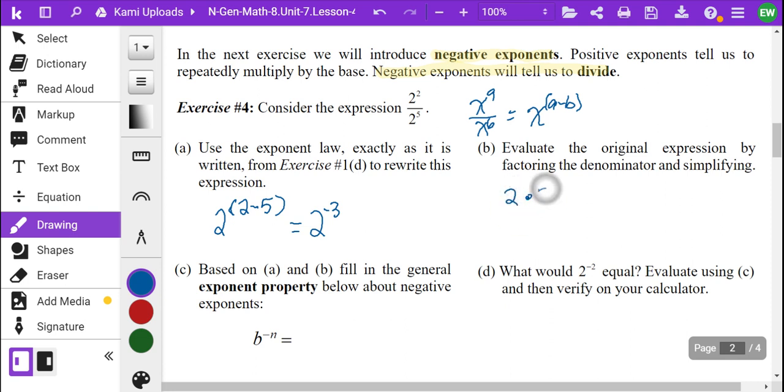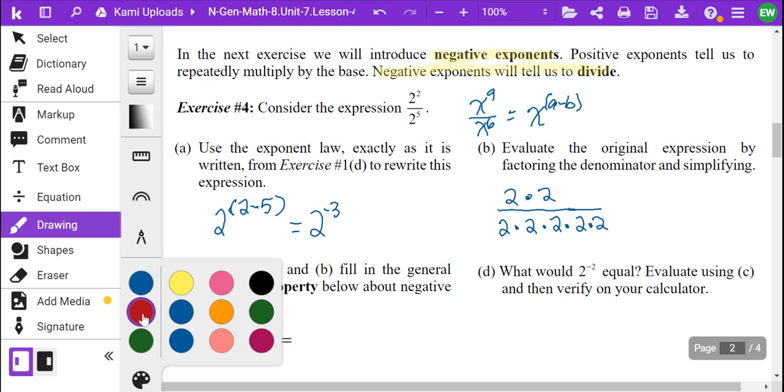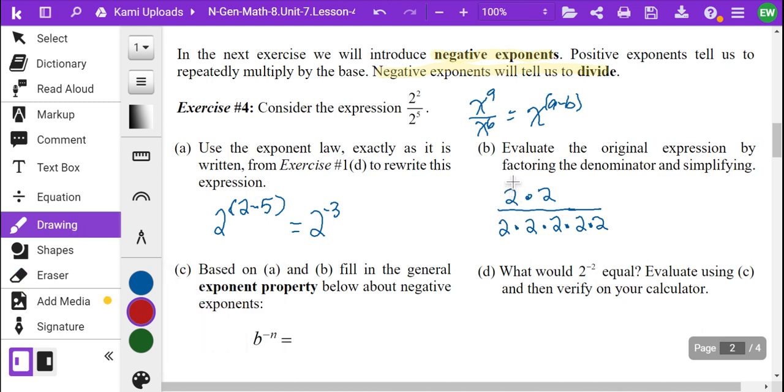2 times 2 over 2 times 2 times 2 times 2 times 2. This time I don't want you to multiply these out. What we're going to do is find forms of 1 in here. So let's cross out 2 over 2 because that equals 1. And then we have another 1 right here. So now I see something. On the top I have 1 times 1, which is 1.